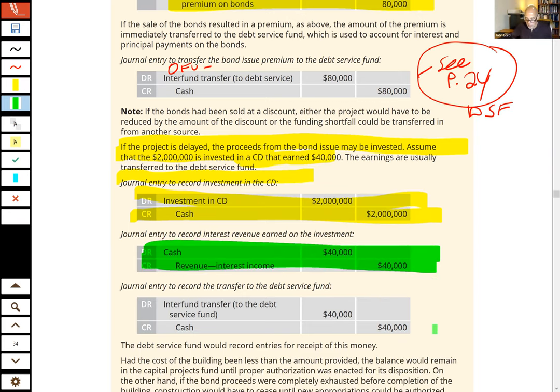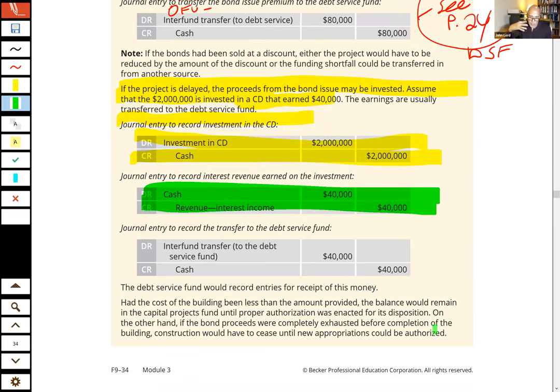And then they're going to take that money, because often what the debt covenant will say is any money that is earned on funds that aren't being used and are invested will be passed over to the protection of bondholders. And so now this money also goes to the debt service fund. It'll be debit to other financing use, credit to cash. And again, we saw the other side of that journal entry on page 24 when we looked at the debt service fund last time. Question?